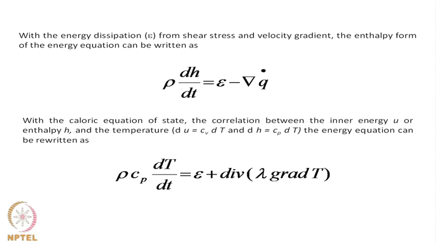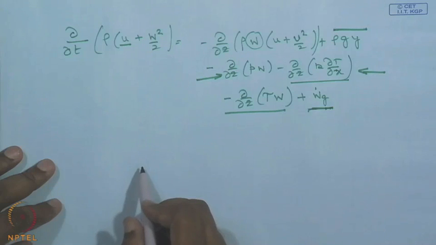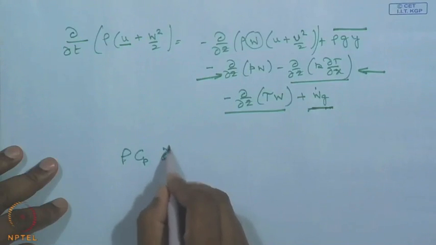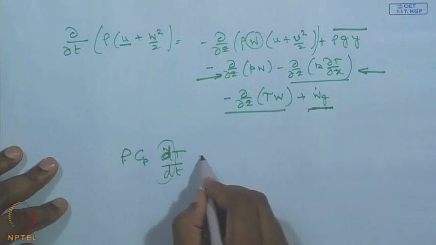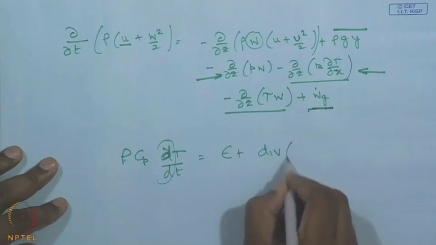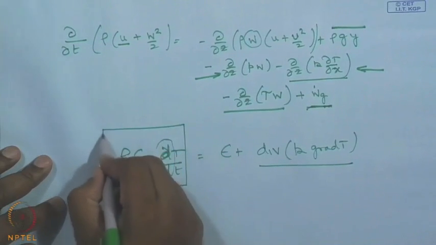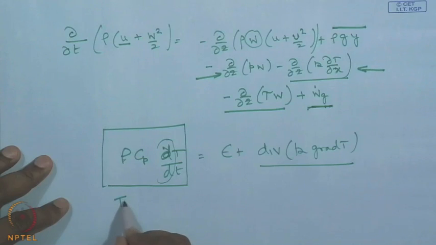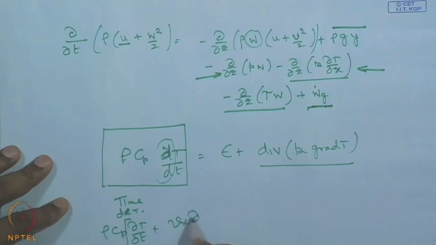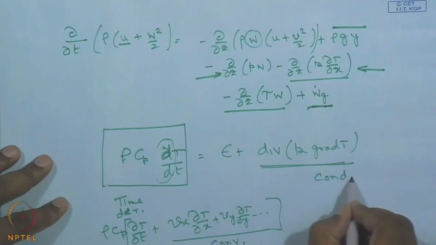Now if we try to get a more meaningful equation, which is more common to us, we can write it as rho Cp DT by Dt, these are substantial derivatives, equal to epsilon plus divergence of K times gradient of T. So this is the conduction, and since this is a substantial derivative, we have the time derivative as rho Cp del temperature over del time, plus Vx times del temperature over del x plus Vy times del temperature over del y, and so on. So this is the time dependent term, and this is the convection. This refers to the convection, and this refers to conduction in a microchannel.